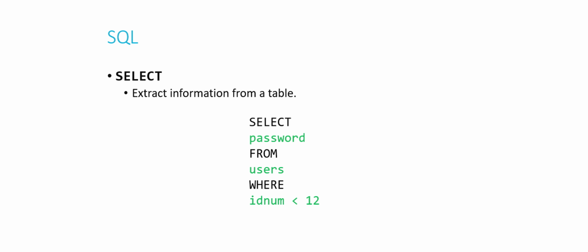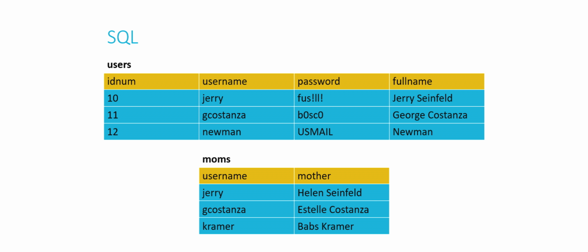Now let's say I want to restrict my search a little bit, my query a little bit. Select password from users where ID num is less than 12. So now I'm adding a predicate or a condition to my select query. What's going to happen here? Well, I'm going to get this information. This is just the password column from the users table where the ID number in that row is less than 12. So only rows 10 and 11's password get given back to me. 12's does not, because 12 is not less than 12.